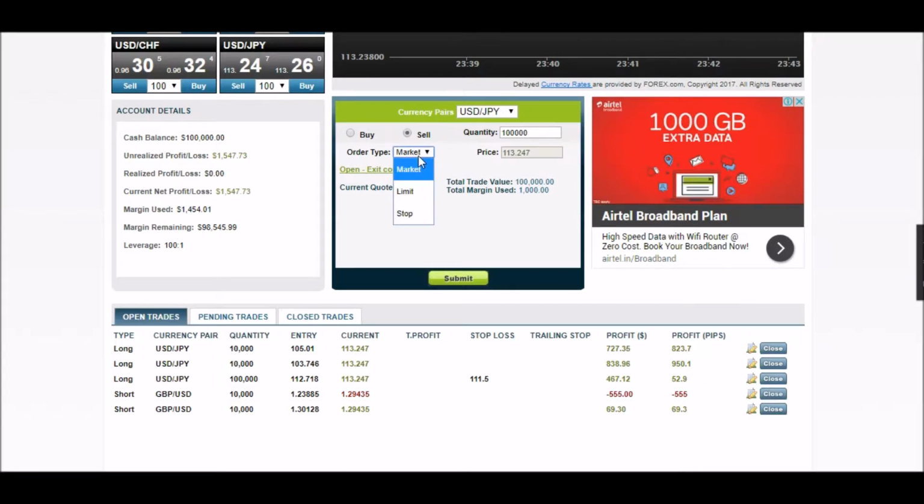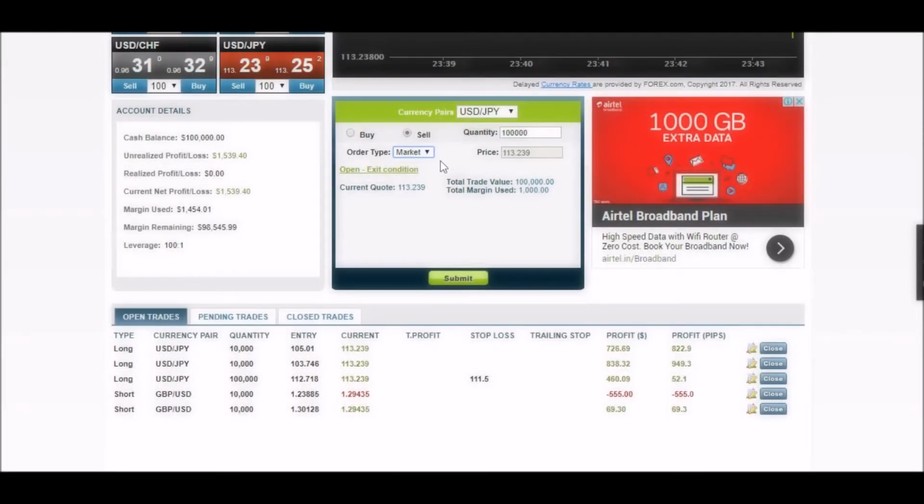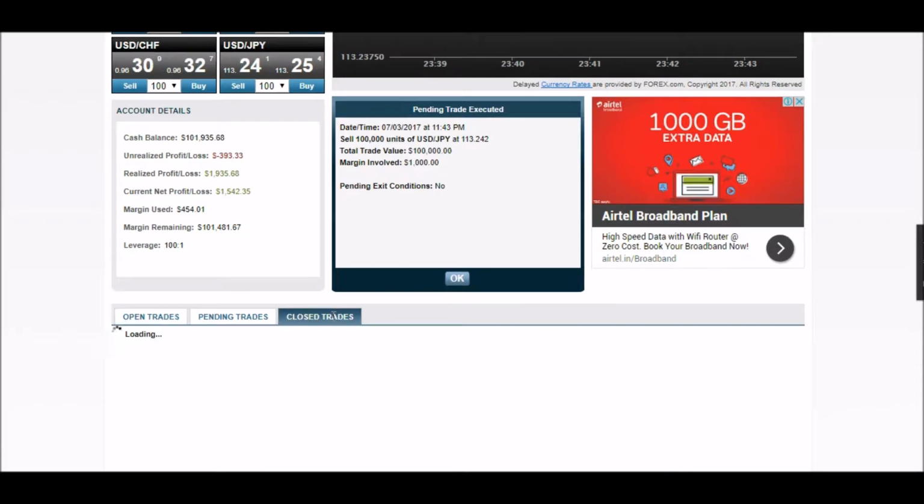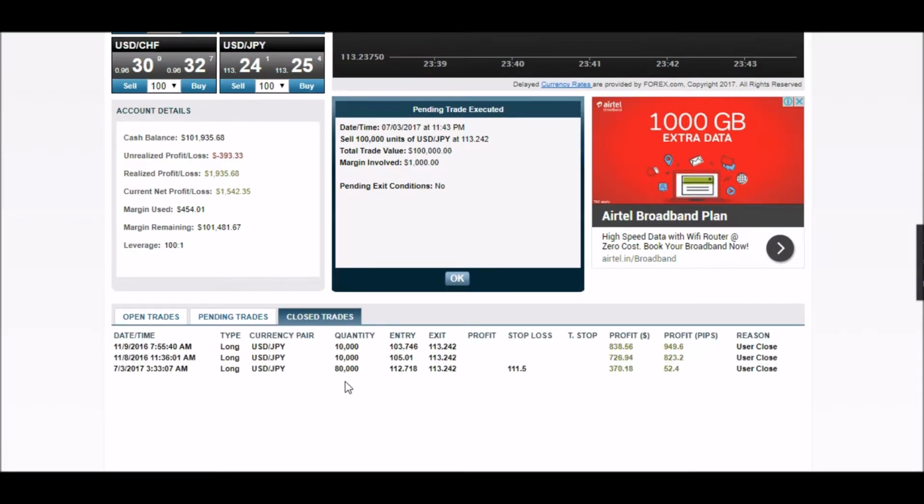I'm not going to place a limit or a stop loss order, which we shall see later on when we look at money management for trading stops. So I wish to sell at the current market. I just submit. If you look at closed trades, they've closed all the trades. So they've closed 80,000. They've closed the previous trades.